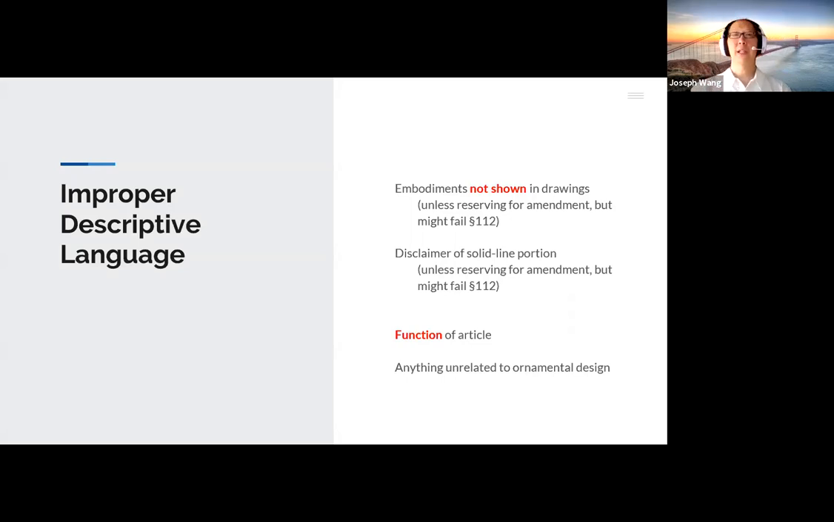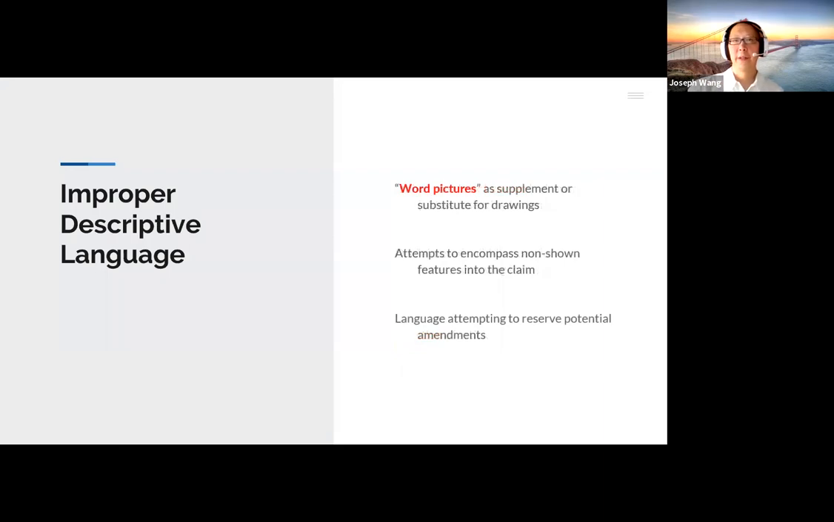Remember, design is ornamentation only. Anything that is non-decorative is irrelevant at best and damaging at worst for functionality challenges. And so anything unrelated to ornamentation should be left out of your design application. I think you guys can pretty much see where this is going, right?